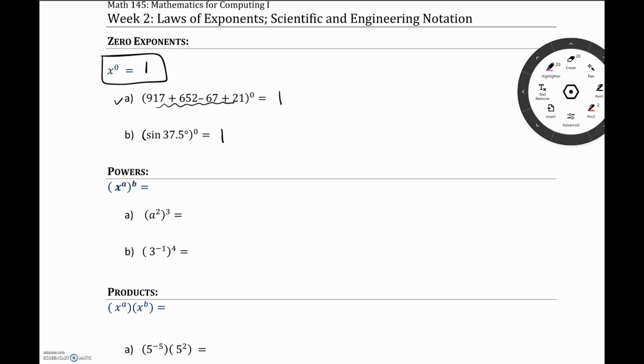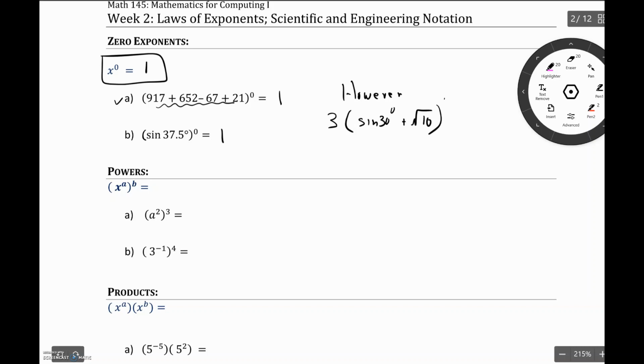Now you have to be careful, don't get caught in this. I'm going to give you an example. However, if I had 3 times sine of 30 degrees plus the square root of 10, all to the exponent 0. Now this exponent 0 applies only to what's in the bracket. So now this becomes 3 times 1, which is just 3. So we have to be careful of those situations.